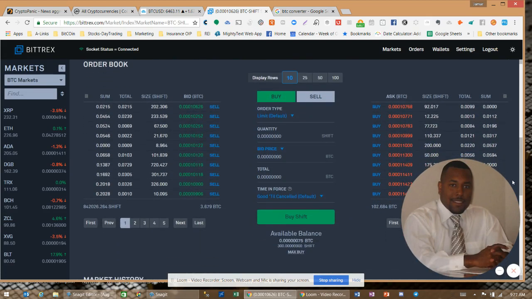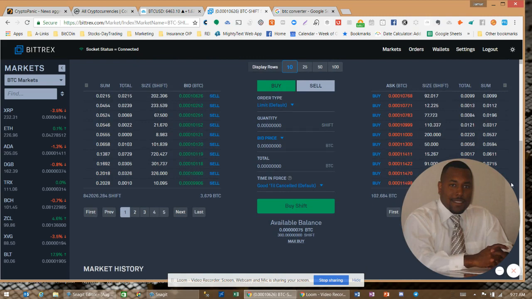you just come here, and it'll actually tell you how many you have. Right now I have 300 Shift. I can hit sell, and I can say max sell, so I can sell everything that I have here. I see buyers on this side. Just for demo purposes, I can select this bid. He's willing to buy 202 Shift at this price.